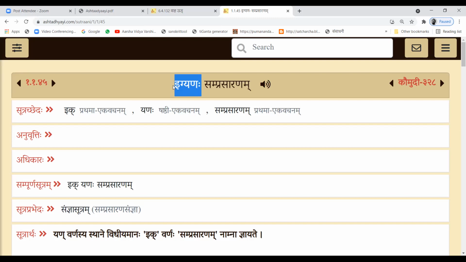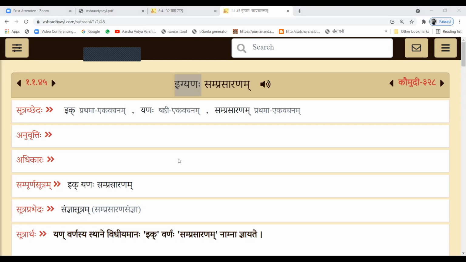And also, the process is called Samprasaranam. Also, the Adesha is called Samprasaranam. Remember, it has got two things. Not only the process is called Samprasaranam, even the Adesha is called Samprasaranam. That is the Adesha in the place of Yan. In the place of Yan, what is the Adesha? Ik is the Adesha. Therefore, ik gets the Samprasarana Sanya. So, the replacement of Yan by ik is Samprasaranam, and the Adesha also gets the Sanya Samprasaranam.